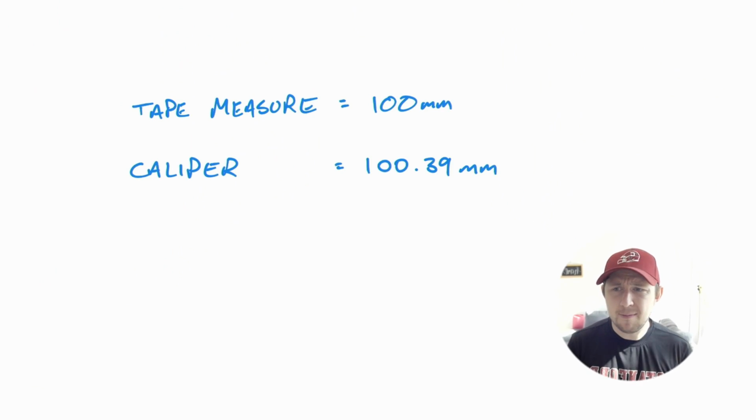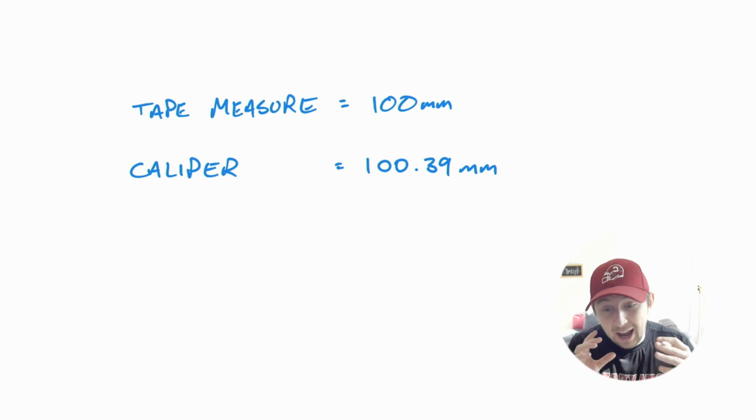Let's look at that last example that we just did with the tape measure and the caliper. What we've got here is the tape measure, which we measured at 100 millimeters. That was the most detailed we could get on it, 100 millimeters. The caliper we measured at 100.39. Now, when we talk about significant digits, here's what we're doing. When we determine the number of significant digits, we're going to count from the first non-zero and then count every following number or zero.